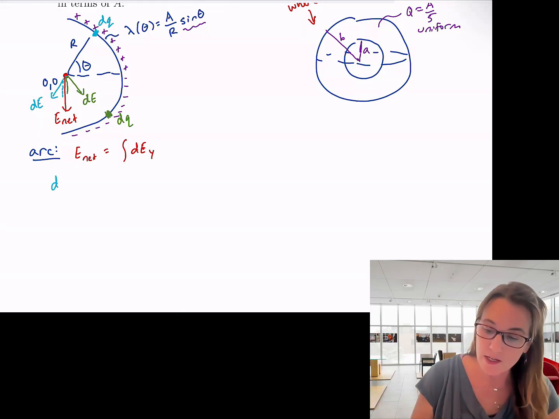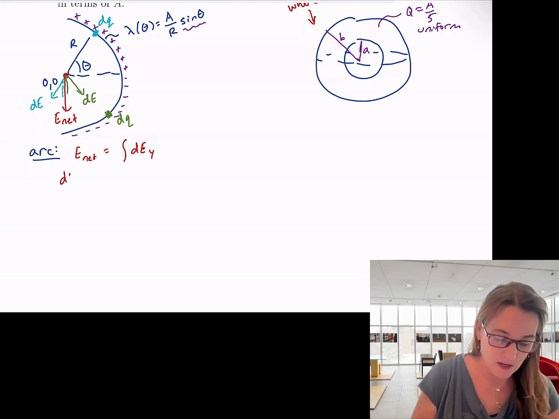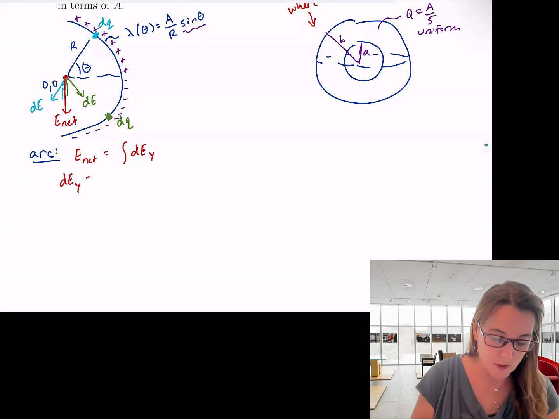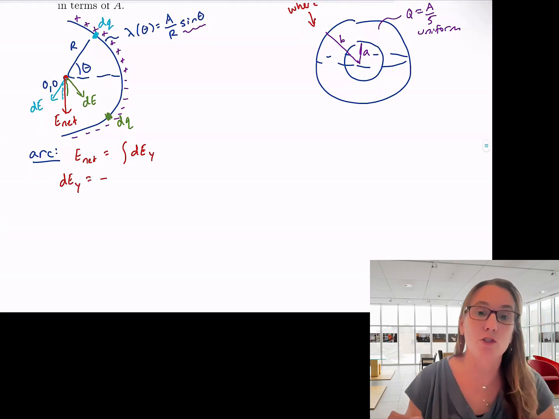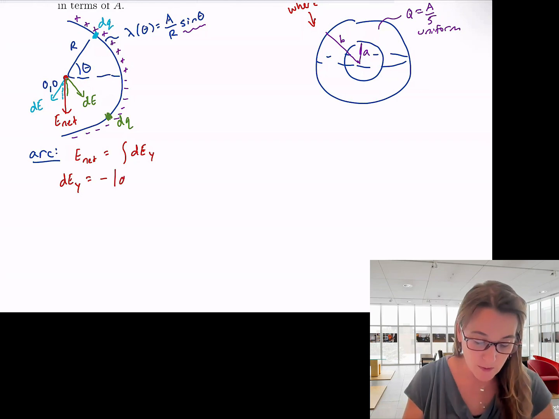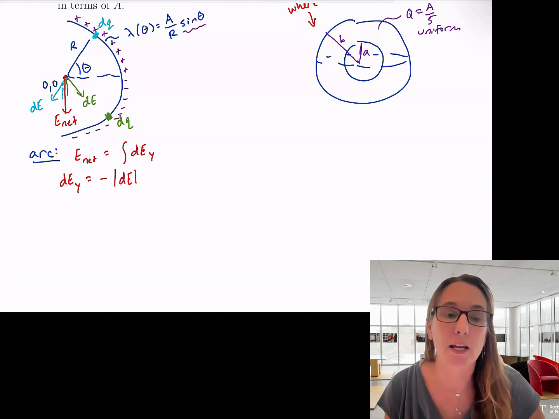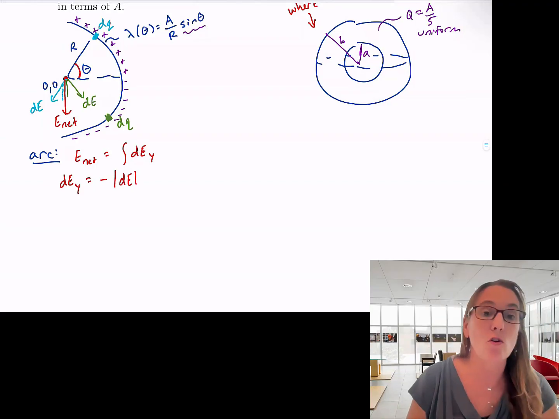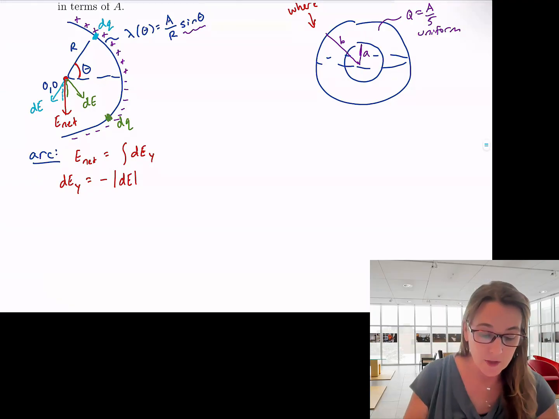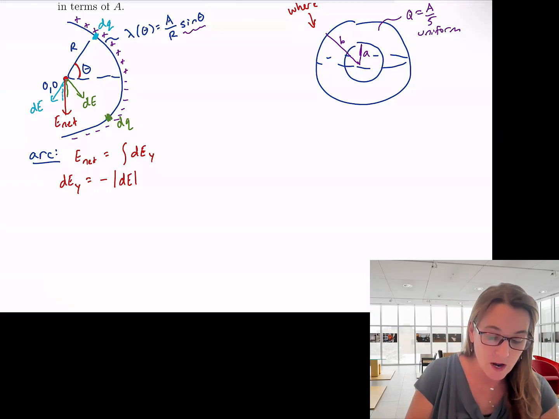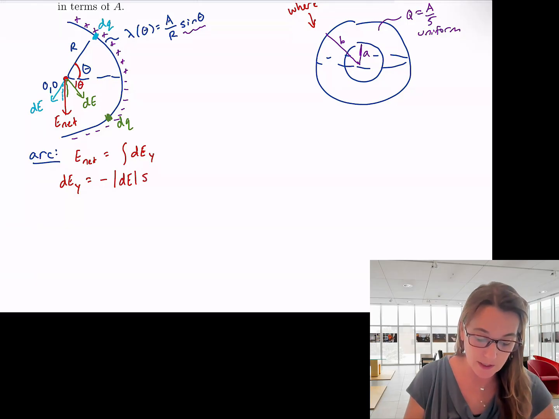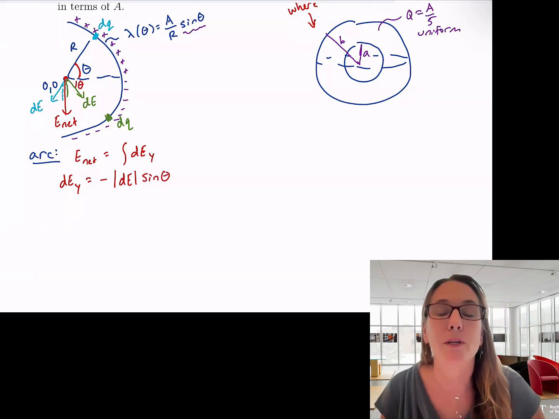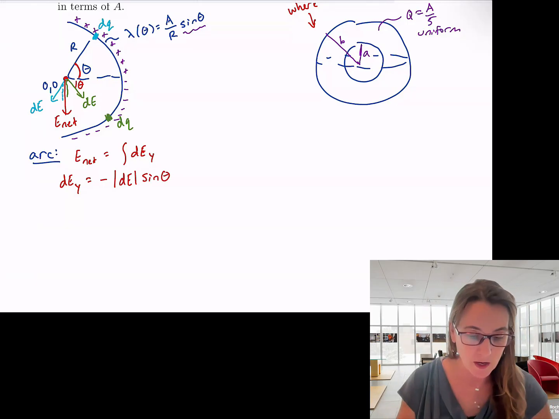A given dE y will be equal, it's in the negative direction, so it's negative. It'll be equal to the magnitude of dE times, in this case, if we look at that angle, we're going to want to use the angle theta that was provided. And so the vertical component there, because that theta is also this theta, is going to be sine of theta showing up in that expression.